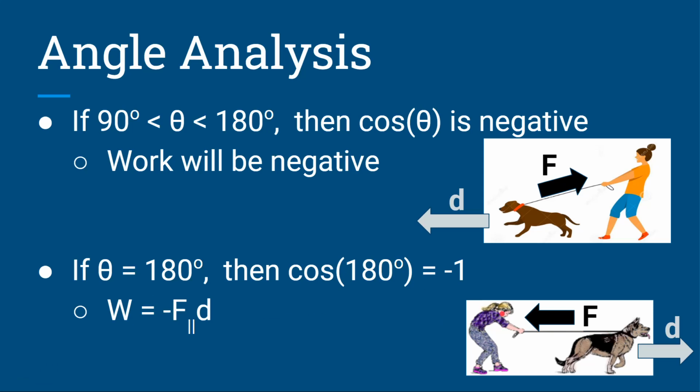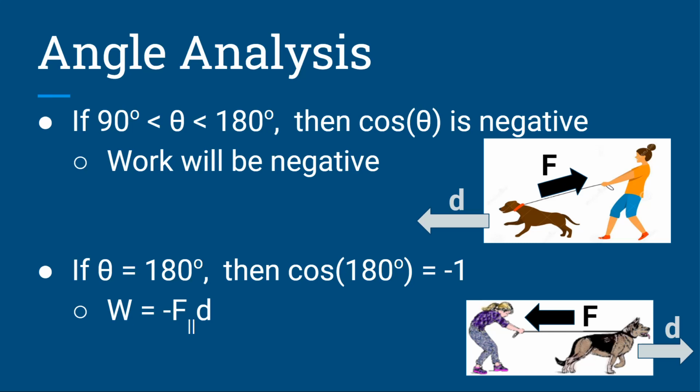Okay, so that's kind of another little trick you can use when you're trying to determine whether your work is positive or negative. You'll notice that in both of these cases where I have negative work, the force is opposite the direction, or at least some component of that force is opposite the direction of the displacement of the object. They're both trying to pull it back.